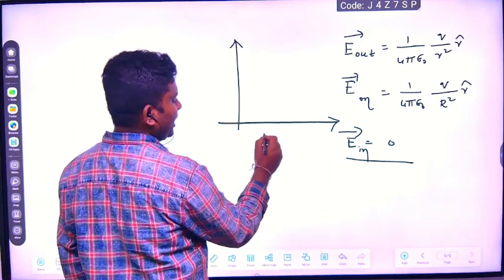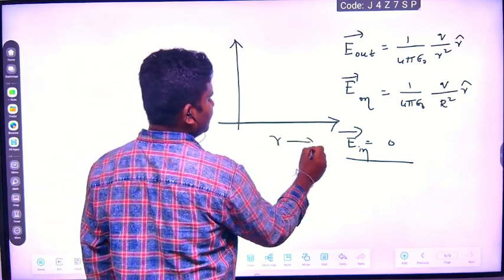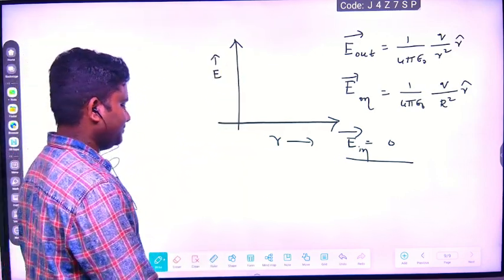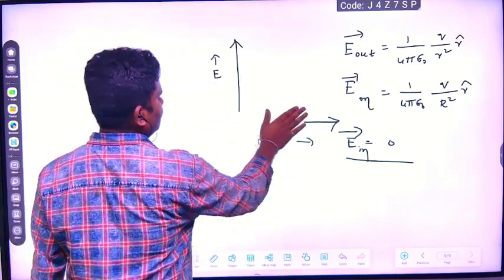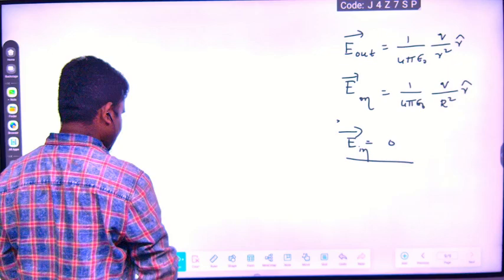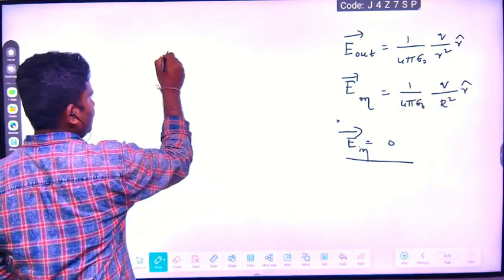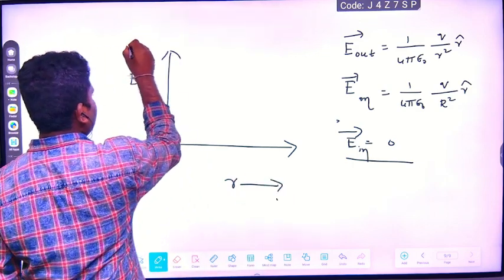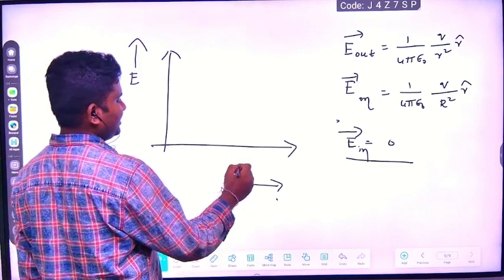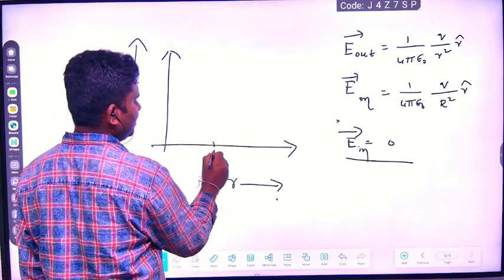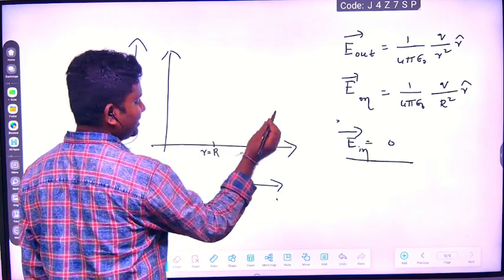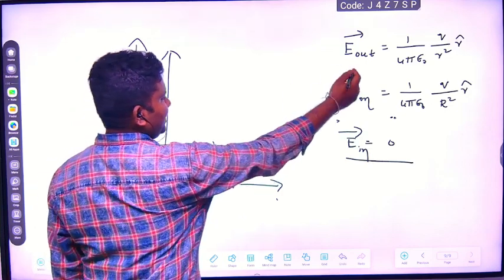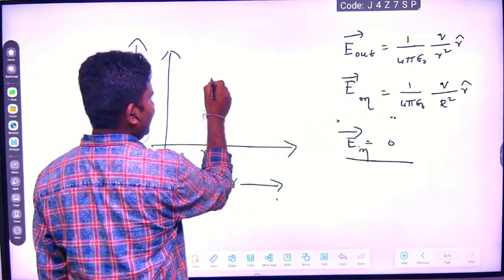Now, if I take the graph of R with respect to electric field E, how will that come? Just see. One minute, I'll draw a little bigger. So the graph: this is R, this is electric field E. Now you see, this R will be equal to capital R till the radius of the spherical body. This one, that is on the surface. Now the remaining is outside. Now the electric field.